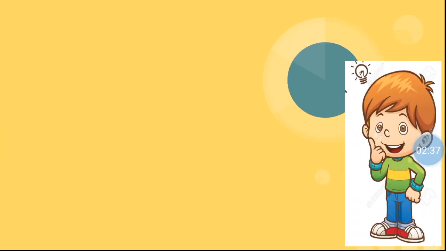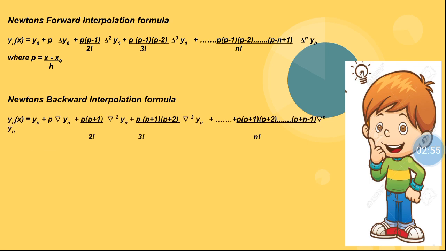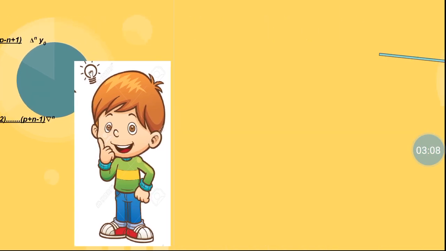A student who is clear with the notation of the difference tables will be able to easily solve either the forward interpolation or the backward. Let us have a quick glance at forward and backward. You can see the difference here. In the first, p is x minus x0, and here it is x minus xn upon h. Moving on to the problems.